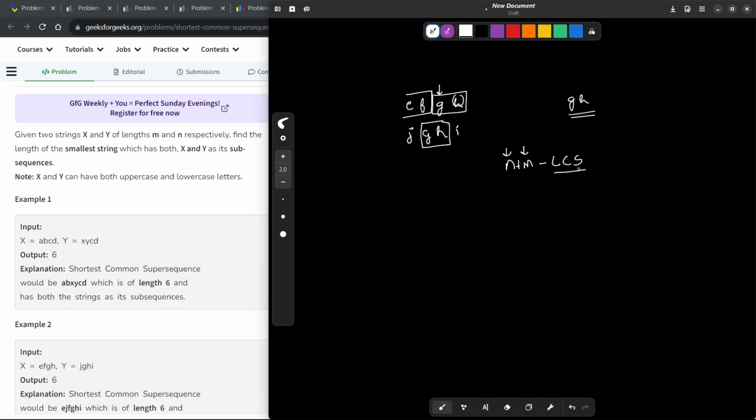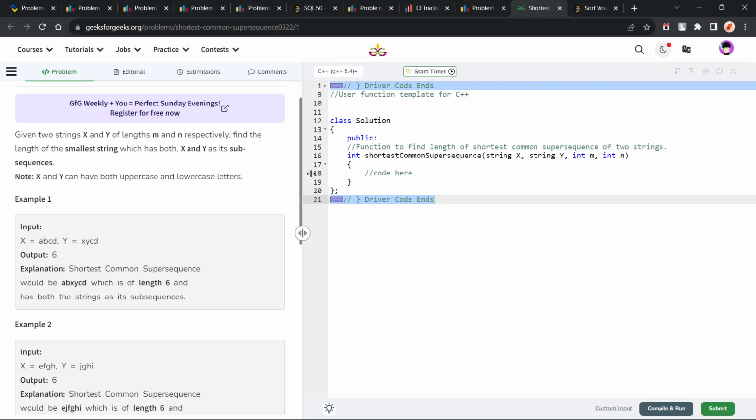So I believe this would be the correct way to solve this problem. Let's just try this once. LCS is not very difficult. I know a lot of people get confused when it comes to DP. So let's just discuss how we can form LCS.